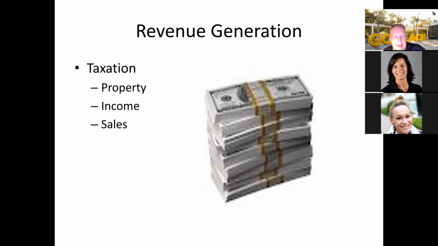The three primary tax-based revenue sources we tend to use are obviously property, income, and sales taxes. Property taxes tend to be the primary domain of local governments. Income taxes tend to be the primary domain of the federal government and some state governments. Sales taxes tend to be the primary domain of state governments and in some states, local governments as well. Property, income, and sales taxes all have their advantages and their disadvantages.